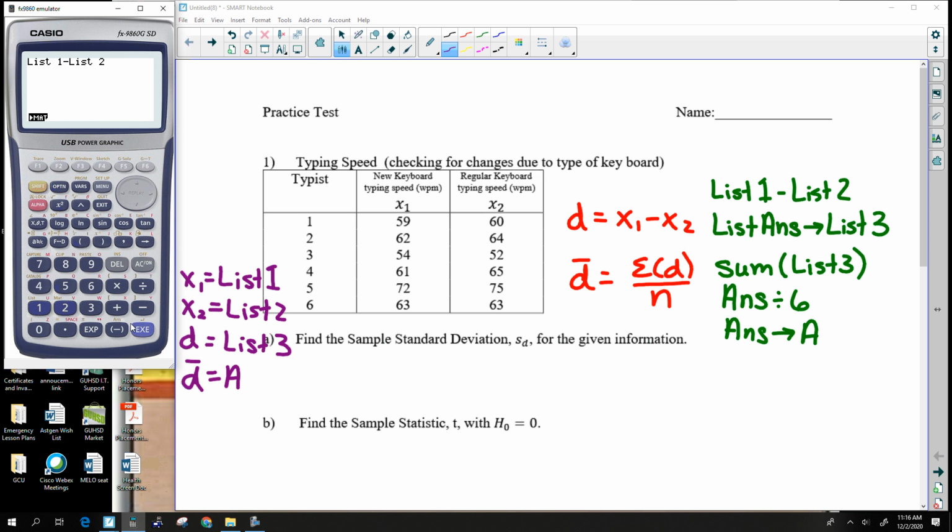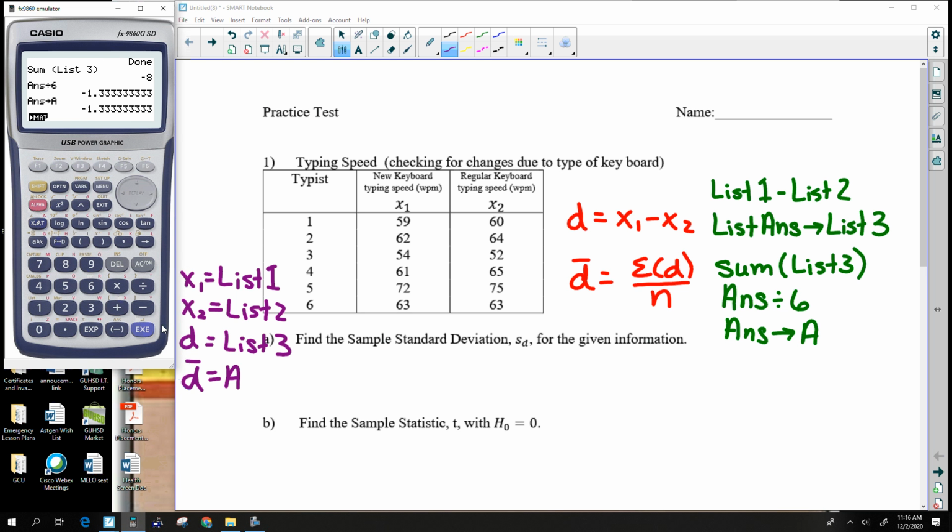Okay, so as I was just kind of explaining, I find those differences, which is x1 minus x2. All right, I save that in my calculator as list 3. And then I find the average of those, so I add them up and divide by the number of numbers, which happens to be 6. And I store that as letter A.